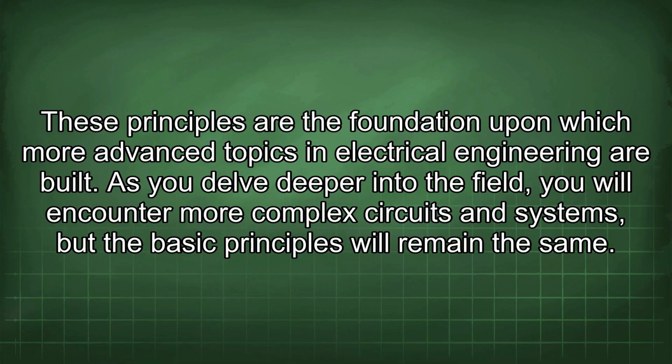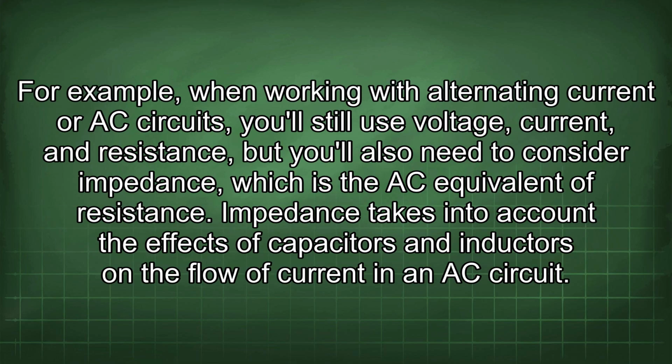remain the same. For example, when working with alternating current or AC circuits, you'll still use voltage, current, and resistance, but you'll also need to consider impedance, which is the AC equivalent of resistance. Impedance takes into account the effects of capacitors and inductors on the flow of current in an AC circuit.